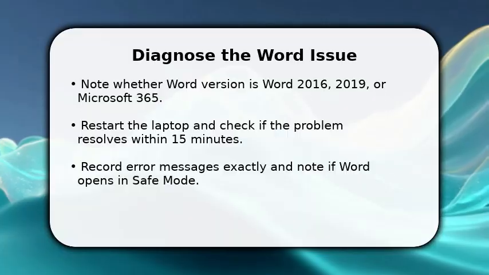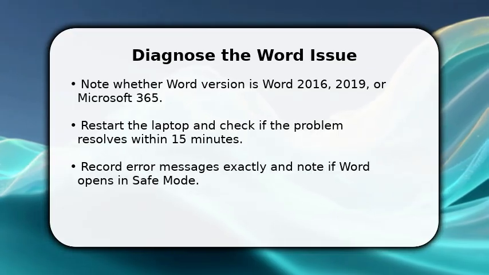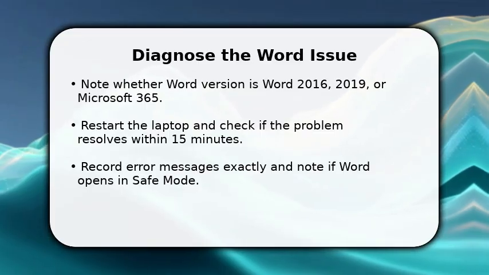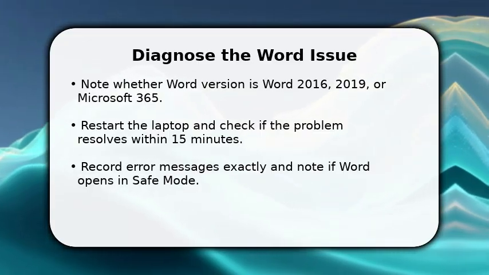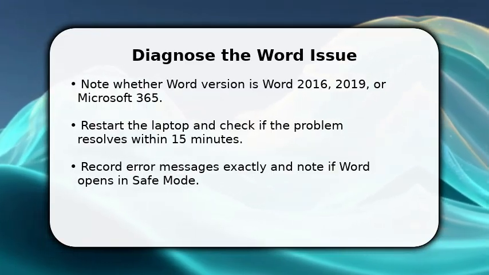Start by identifying what is broken and when the problem happens. Note if the app freezes, crashes, or shows error codes. Check your Word version such as Word 2016, 2019, or Microsoft 365.